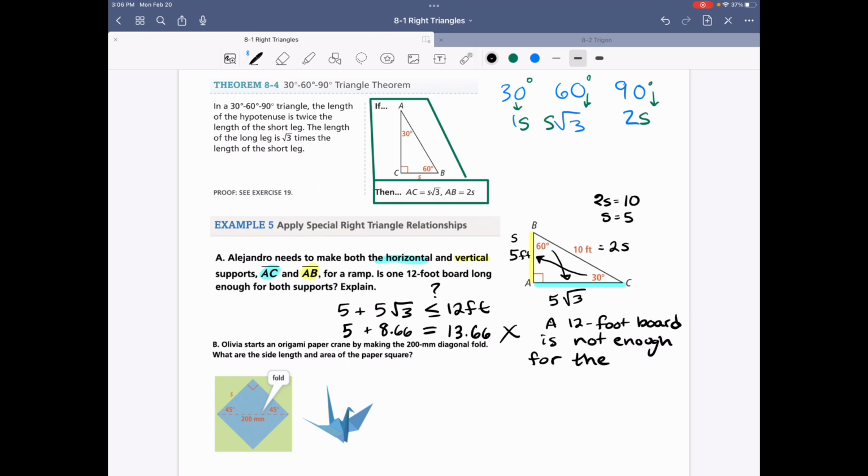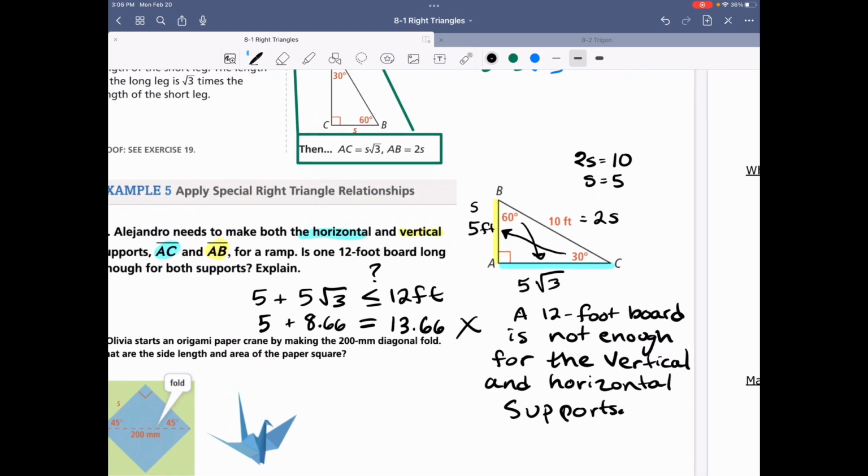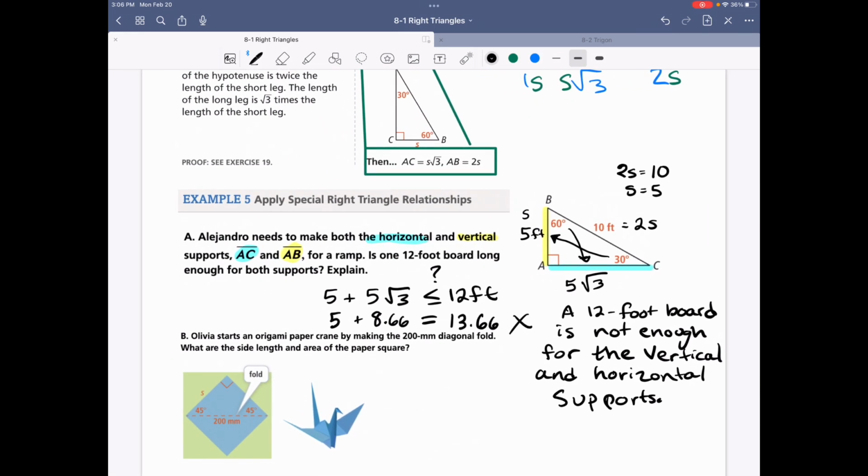Let's practice writing that just so we can think about these vocabulary. For the vertical and horizontal supports. Sadly, he's going to have to buy another board, but maybe he could buy boards that are a little bit shorter than 12 feet, so it'd be a little cheaper. Like maybe he could buy 2 8-foot long boards, and that would work for his ramp.